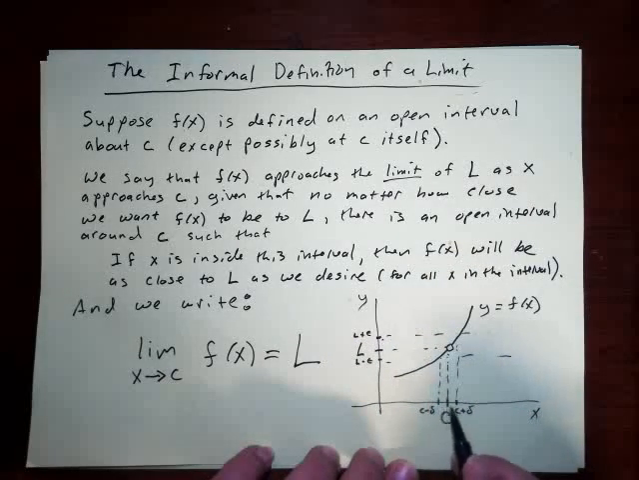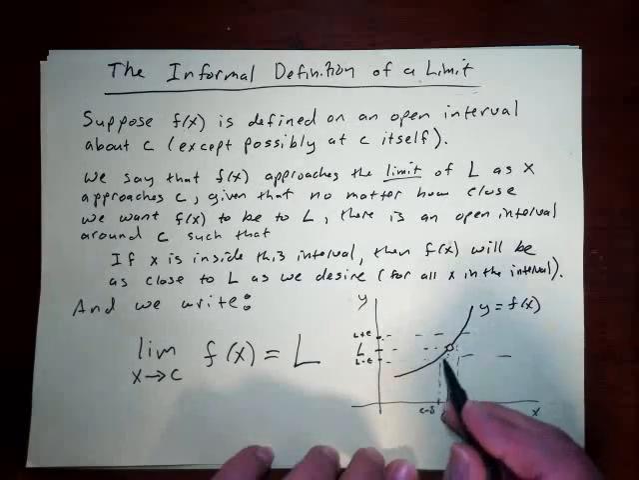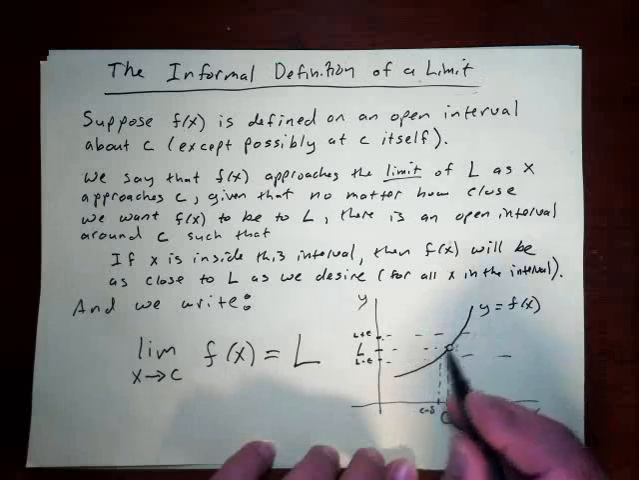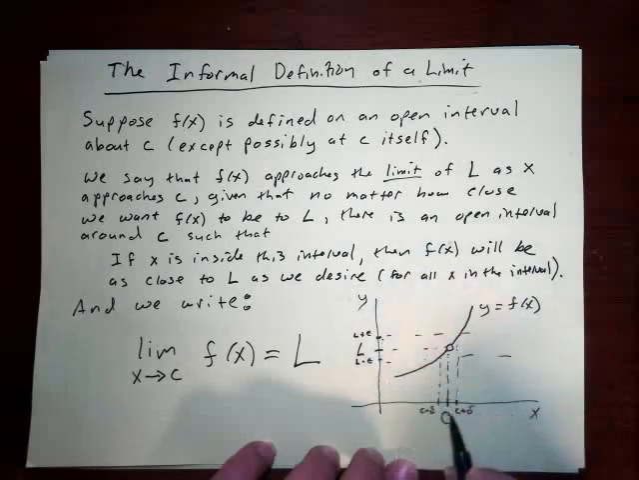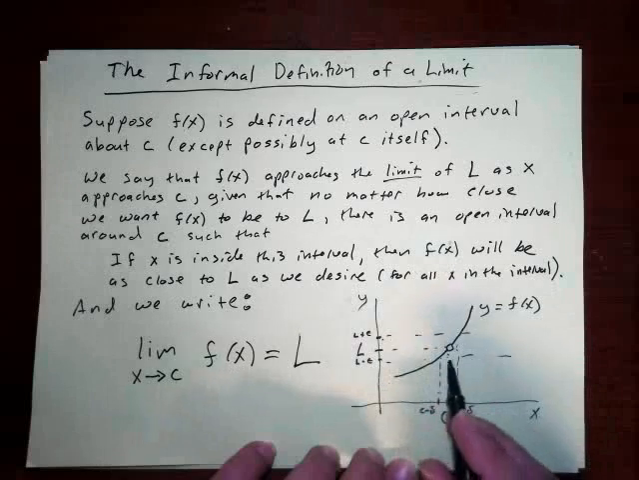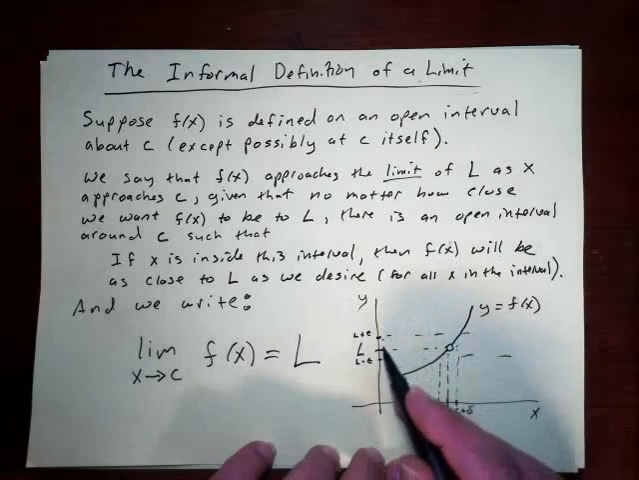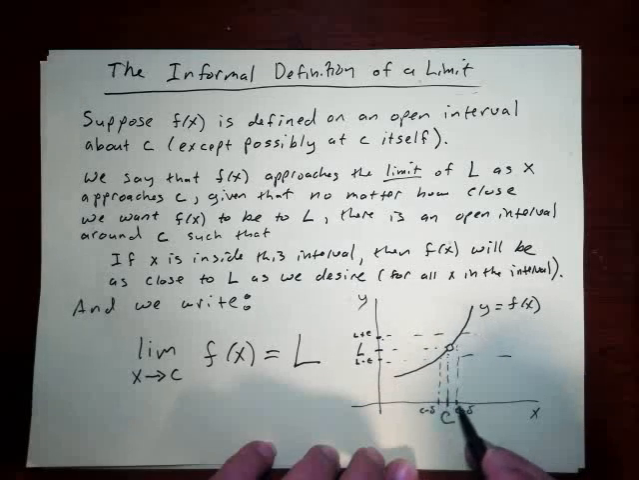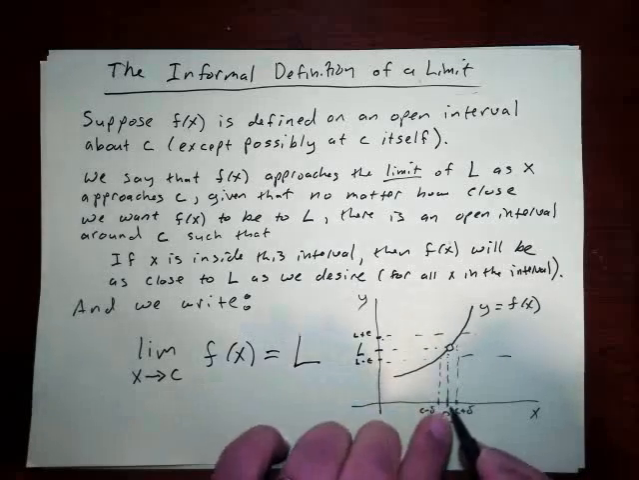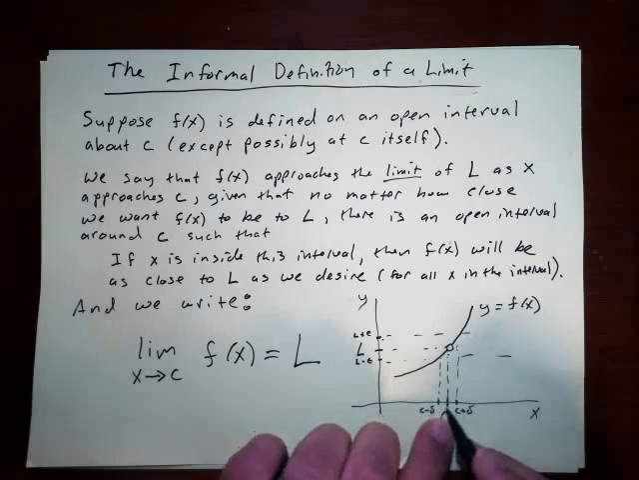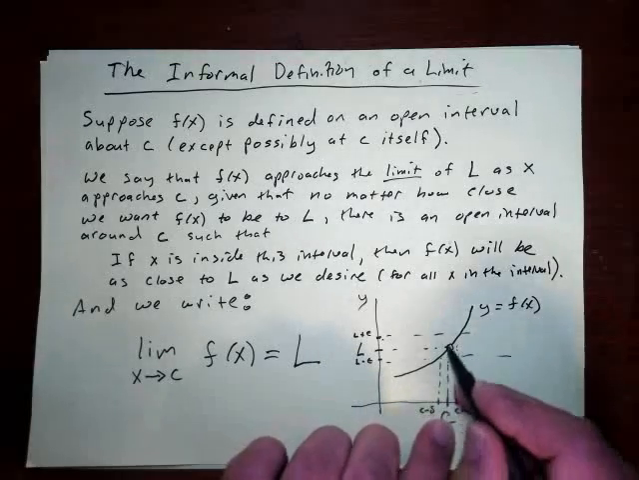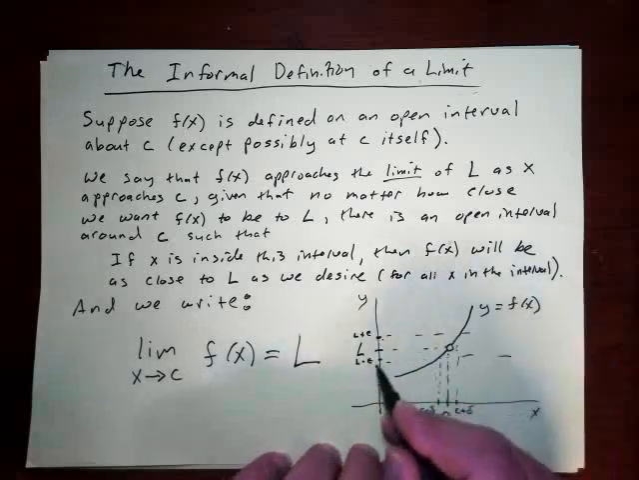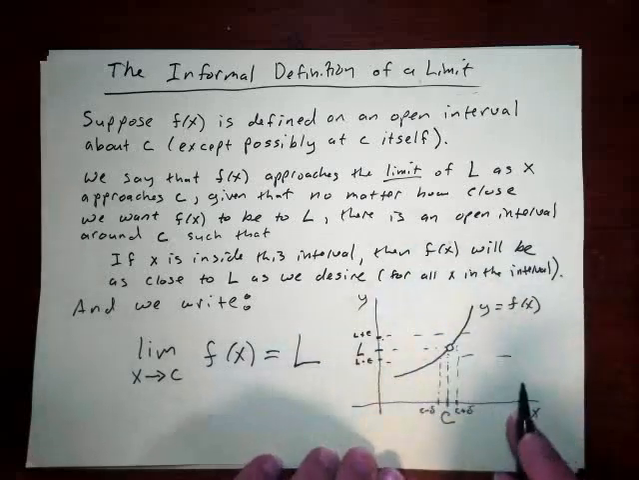I can find an interval so all the x values inside this interval here are going to give me function values that are within this interval up here. So for all these x values, we get as close to L as I want. As I shrink this down and I want it to be more and more arbitrarily close to L, I can shrink this down so that it's sufficiently close to C, so all the x values here lie within this tolerance that I want to get, okay?